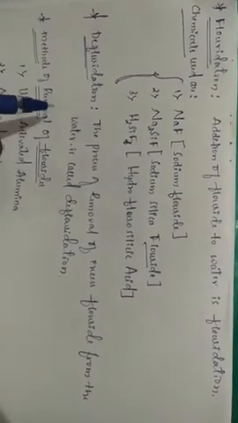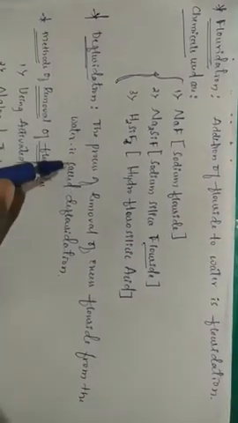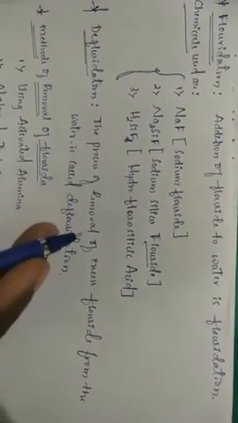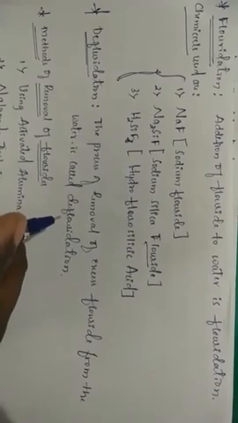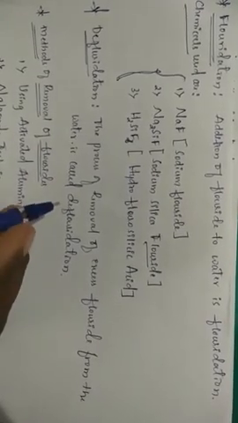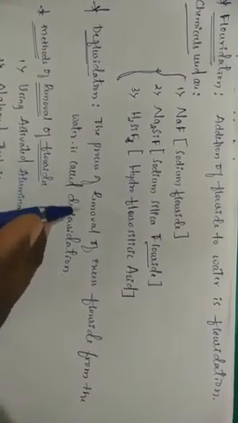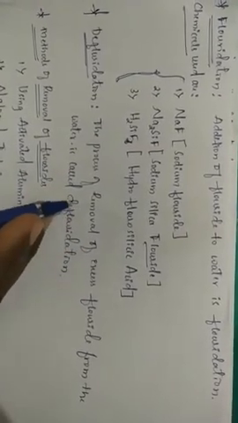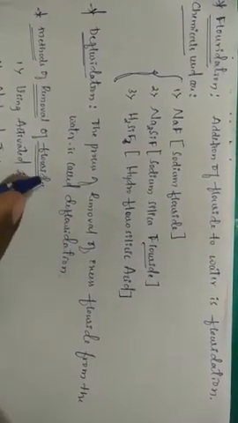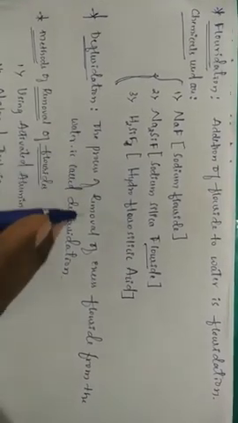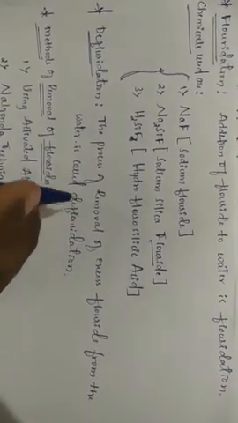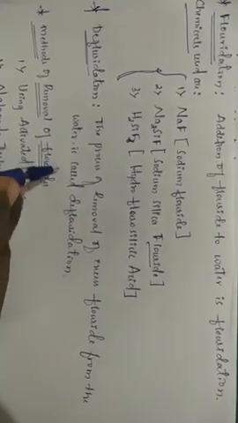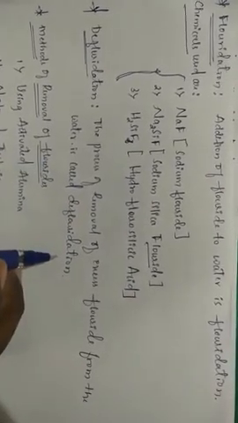The next one is defluoridation. In some cases the concentration of fluoride in the water is more than 1.5 mg per liter, that is, as per IS standards the fluoride concentration is too high. In that case, the excess fluoride is removed from the water supply system. That process is called defluoridation. The process of removal of excess fluoride from the water is called defluoridation.